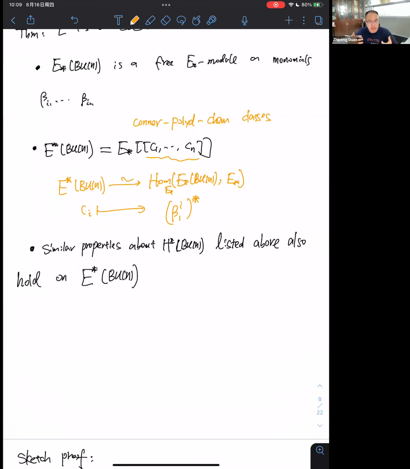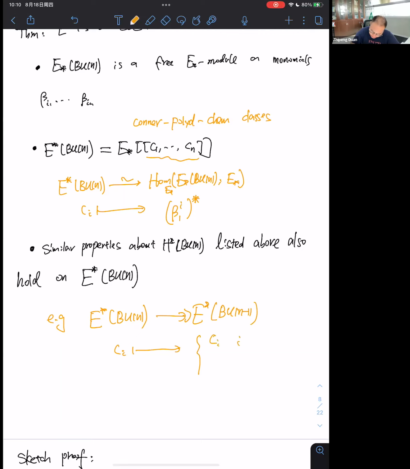So the next result says the similar properties we listed above about the singular cohomology of BU(n) still hold for the generalized cohomology of BU(n). For example, the map from the cohomology of BU(n) to the cohomology of BU(n-1), induced by the inclusion map from BU(n-1) to BU(n), is a surjective map and maps the generators ci to ci if i is less than or equal to n minus 1, and to 0 if i is equal to n.